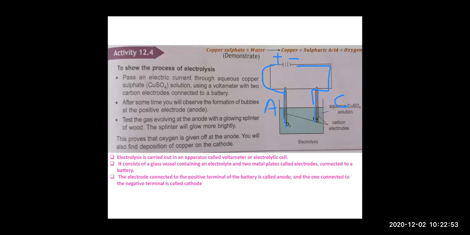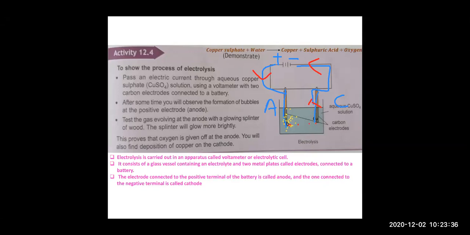Now when you pass current, when you connect the battery, the current is going to flow, right? So current will flow from positive towards the anode, through the circuit, it will flow through the cathode and it will reach the negative side of the battery, right? So when you pass current through it, you will see that at the positive electrode, that is at the anode, you will see the bubbles of gas at the anode. Yellow color I have made it. You will see that the bubbles of gas are formed at the positive anode, and you want to test this gas. Which gas is this, right?